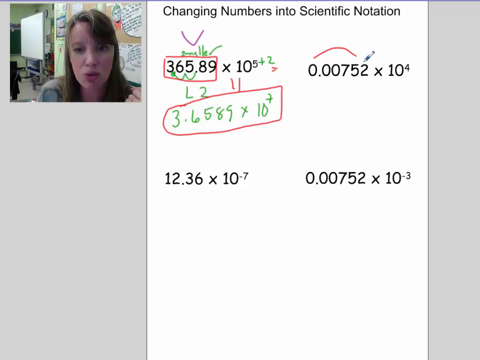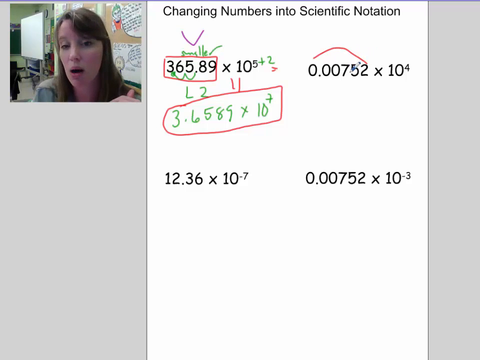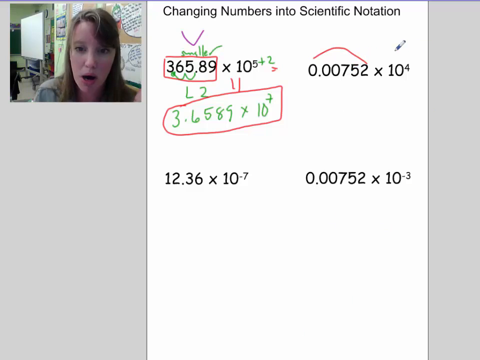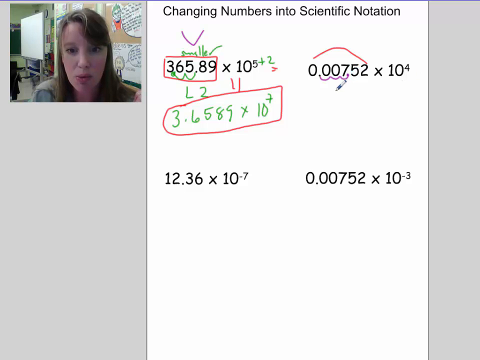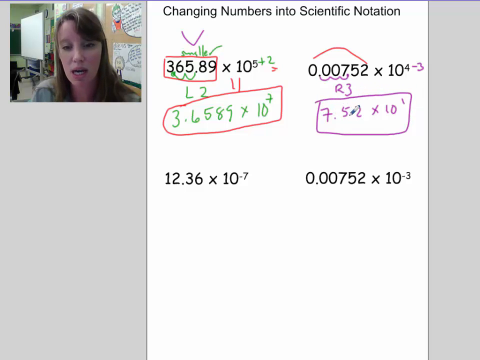Likewise, this number is too small. This coefficient is between 0 and 1, not 1 and 10. So I want to borrow some powers of 10 here. Okay, so I want to borrow 1, 2, 3 powers of 10. So I'm going to the right by 3, and I need to subtract those powers of 10 from the exponent here. So I'm going to write that as 7.52 times 10 to the first power. Now this number is in scientific notation because the coefficient is between 1 and 10 and it's multiplied by a power of 10.